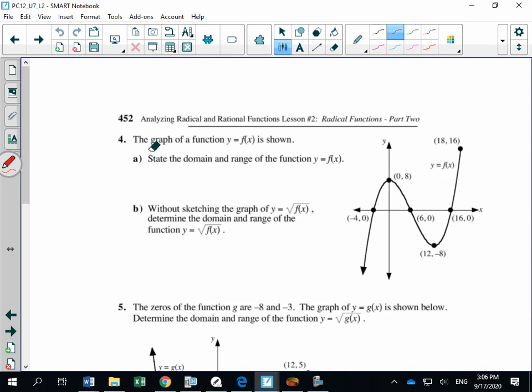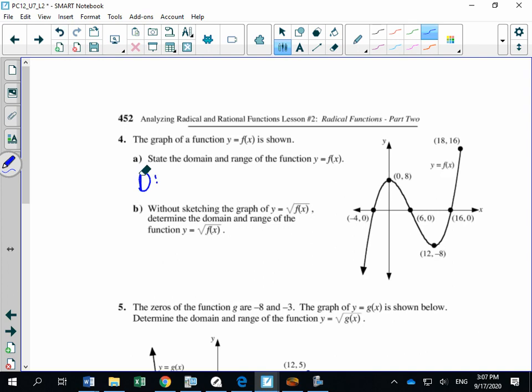For number 4, the graph of the function y equals f of x is shown. State the domain and range of the function y equals f of x. So we have a polynomial here, and they want the domain and range of this. This is a fair question. You could have done this when we did polynomials.